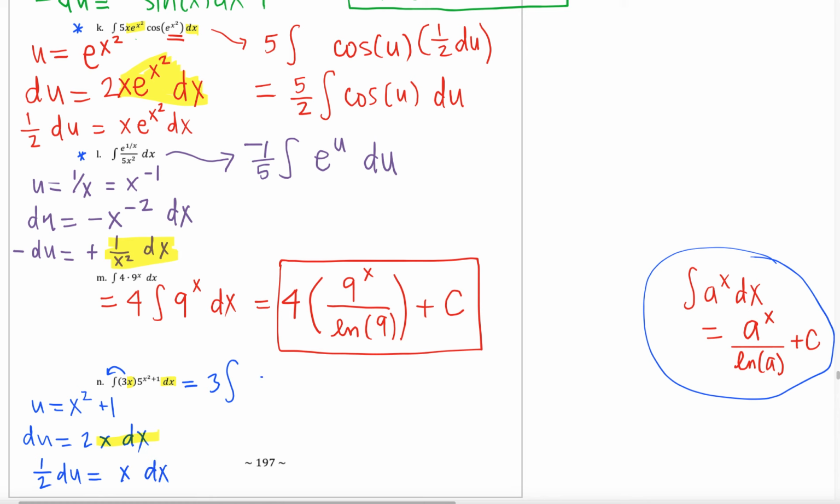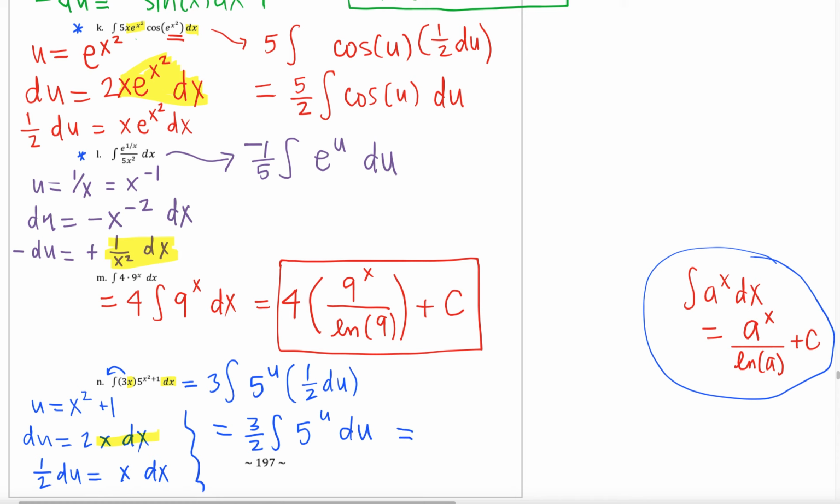So we'll end up with 5 to the u times that 1/2 and our du. Our u sub is technically done, but before we integrate it, it's going to be helpful just to take out all of our coefficients. So we get 3/2 integral of 5 to the u du then. Why don't you guys pause the video here and find your antiderivative, substitute back what u equals, and we'll check it together.